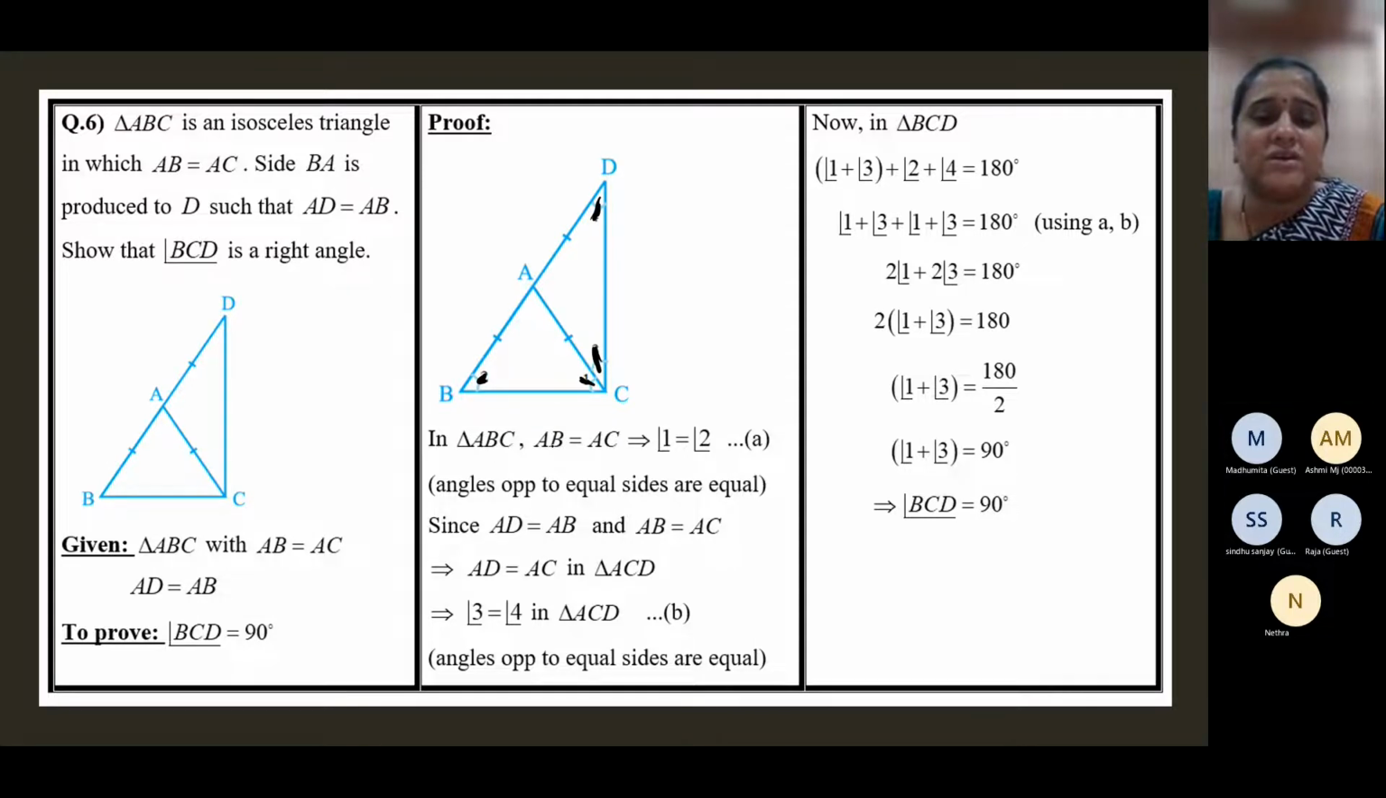So triangle ABC is an isosceles triangle because you know AB is equal to AC. So the angle opposite to AB is this angle, and the angle opposite to AC is this angle.